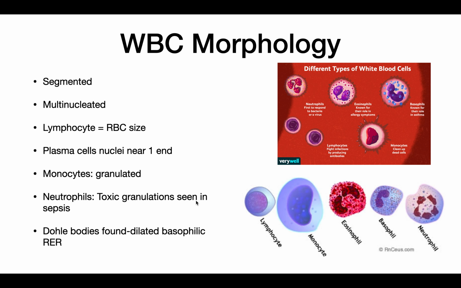The monocytes are going to be your granulated cells, along with your eosinophils and basophils. Neutrophils are going to be the first to respond to any kind of pathogen, and the Döhle bodies can be found in them, and those are dilated basophilic remnants of the rough ER.